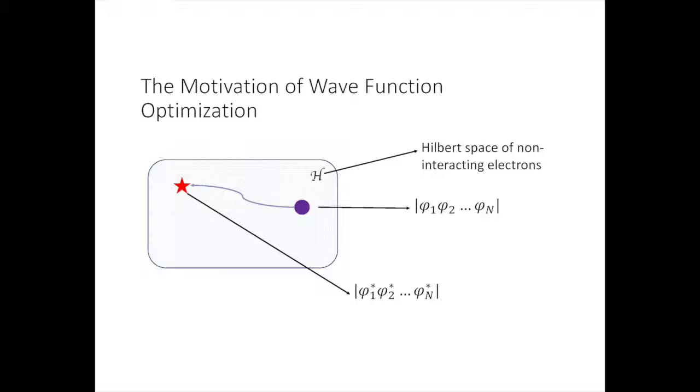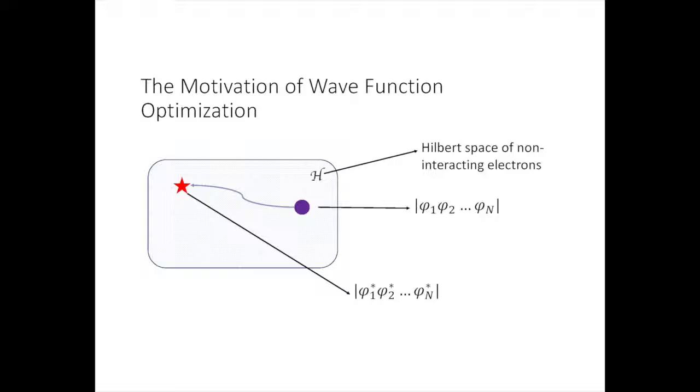And then you want to get to this red star, the orbitals represented by the star, which is the exact ground state of the Hamiltonian that you care about. And the first step you do is you make a guess for the orbitals. Suppose this guess is represented by this purple dot. And unless you're really, really lucky, the guess is not going to lie on top of the star, because you don't really know what the orbitals are inside the star.